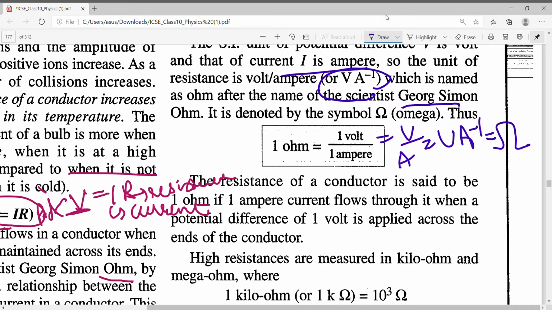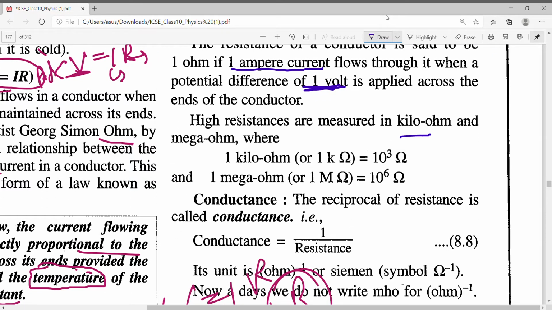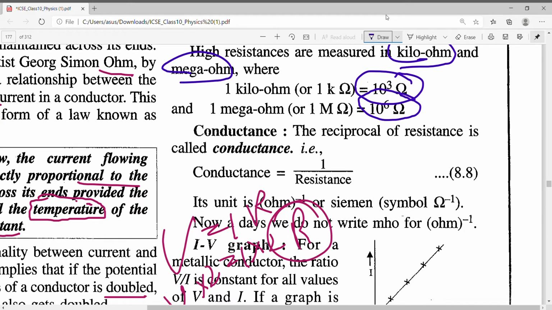The resistance of a conductor is said to be 1 ohm if 1 ampere of current flows through it when a potential difference of 1 volt is applied across the ends of the conductor. High resistances are measured in kilo ohm and mega ohm. 1 kilo ohm is 10 raised to power 3 ohm and 1 mega ohm is 10 raised to power 6 ohm, right? Now let's move on to a very important topic again, conductance.